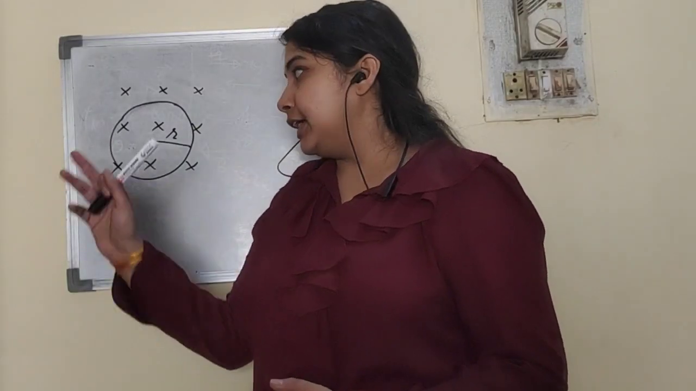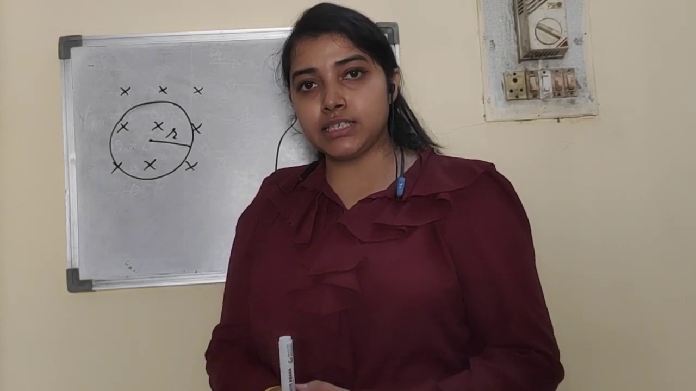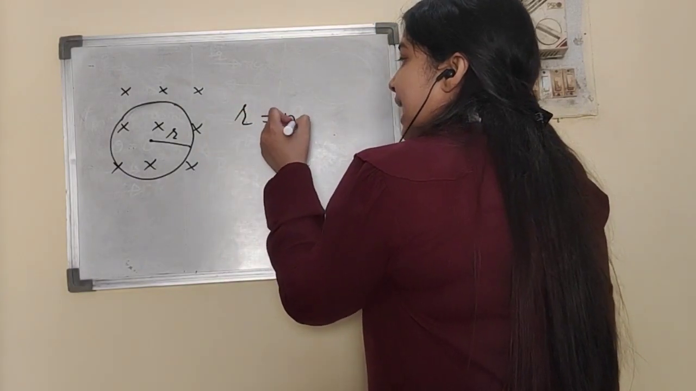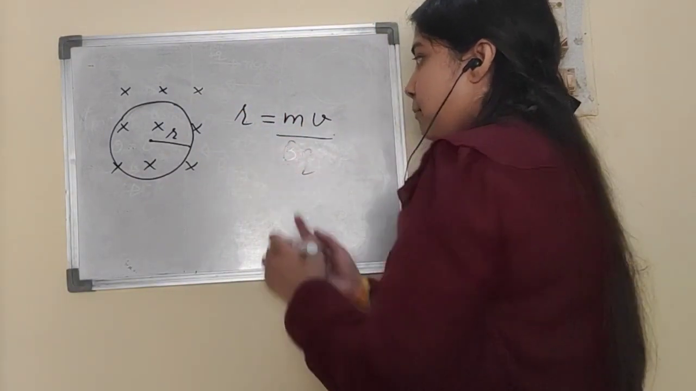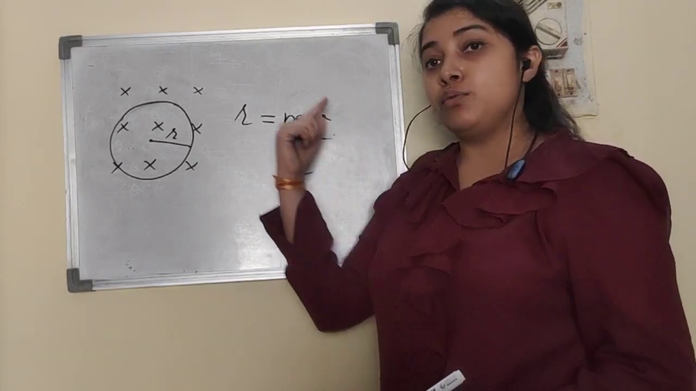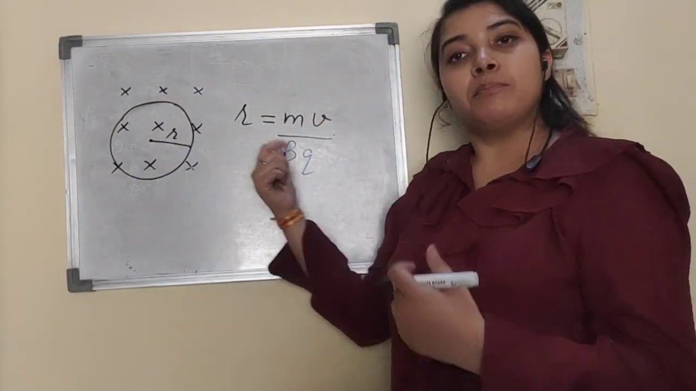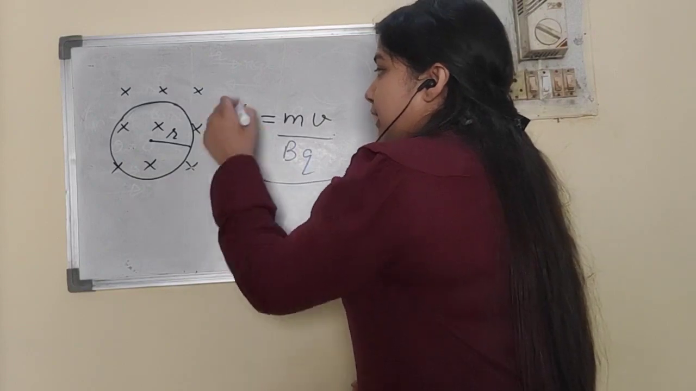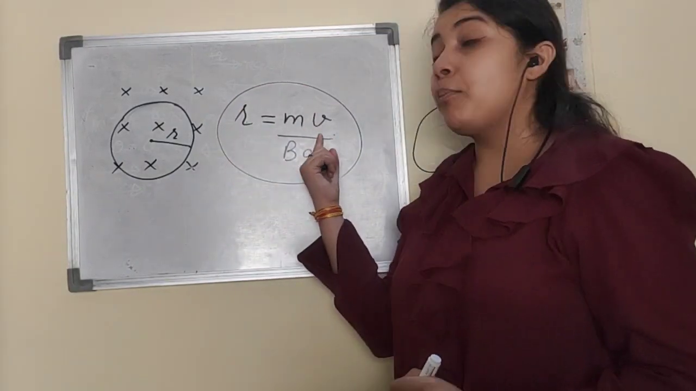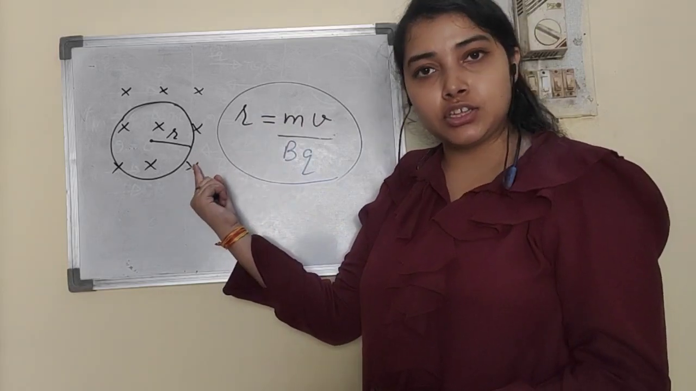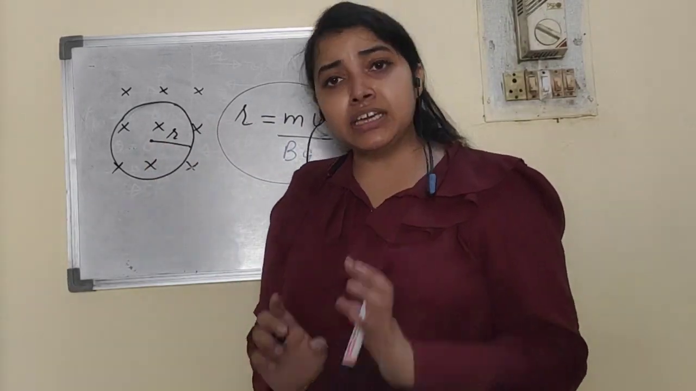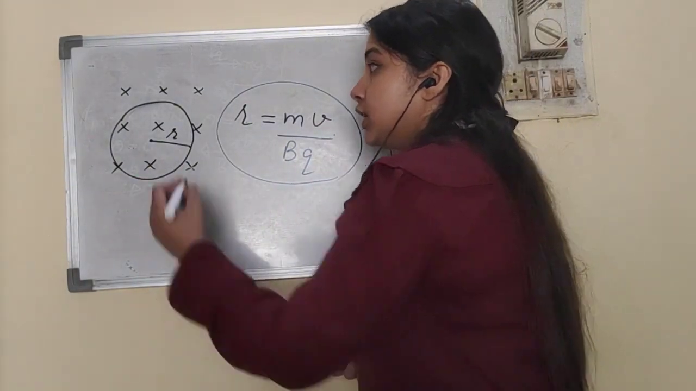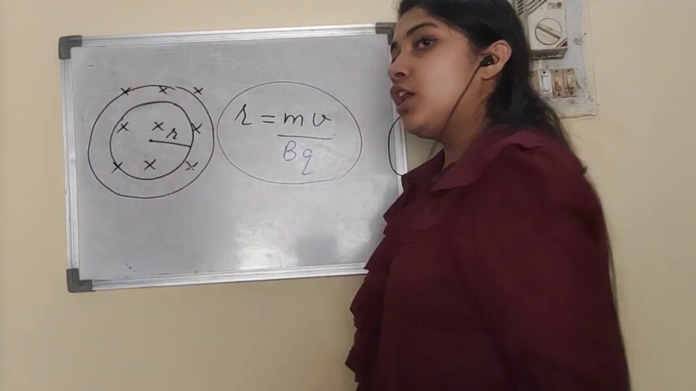Now, what will be the radius of this circular path when the charged particle is following a circular path because of the magnetic force? The radius of this circular path is mv by qB, where m is the mass of the charged particle, v is the velocity with which the charged particle is moving, B is the magnitude of the magnetic field, and q is the magnitude of the charge of the charged particle. So it can be clearly seen that the radius depends upon the velocity. Whenever the velocity of the charged particle increases because of any reason, the radius of the circular path will also increase.